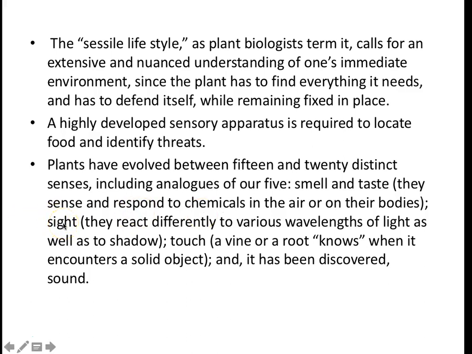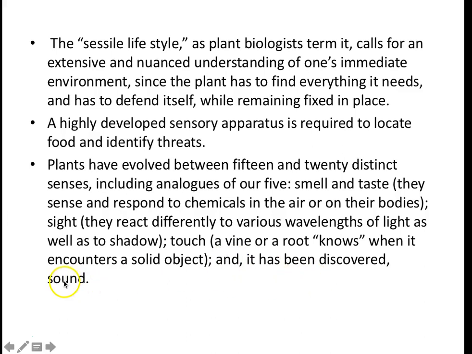Sight. Now, they actually see various wavelengths that we cannot see, and they certainly do know the difference between day and night. Touch. This is shown in that little video where the two plants are competing to contact that pole and grow up it. Those plants knew when they had found the pole and started to grow up it, and they were relying on their sense of touch.